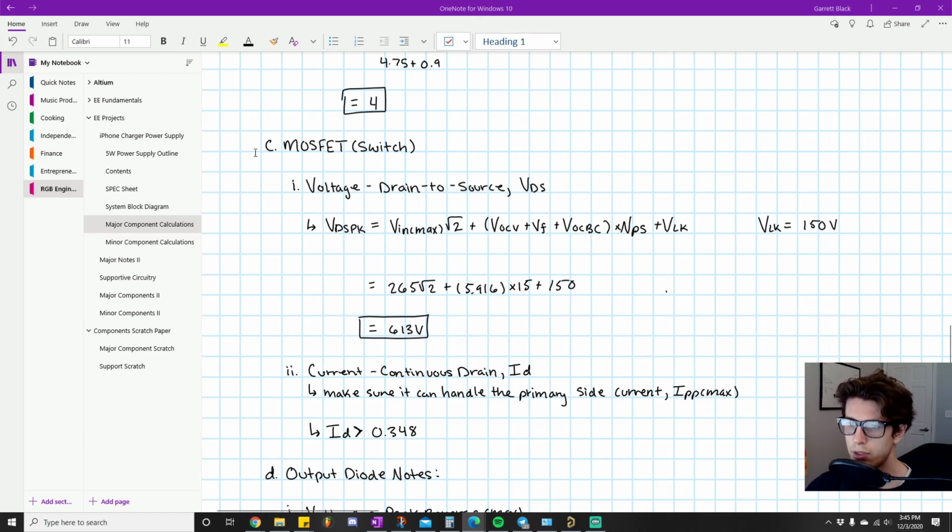That's pretty much all you need to know for calculating your MOSFET component parameters. When you're shopping, look for something that has the drain-to-source voltage rating we need and can also handle the current rating we specified right here. So that wraps it up for the MOSFET portion of this series.